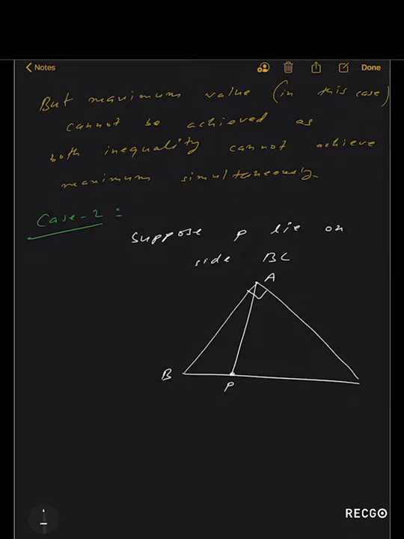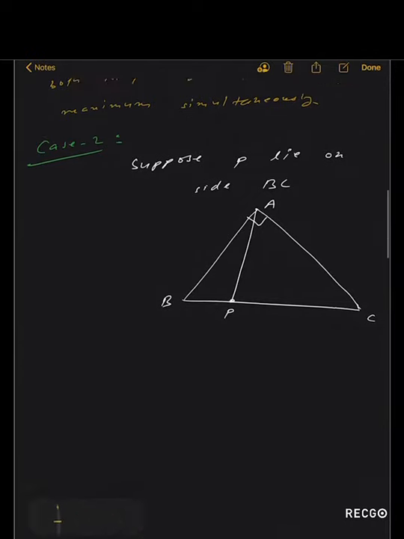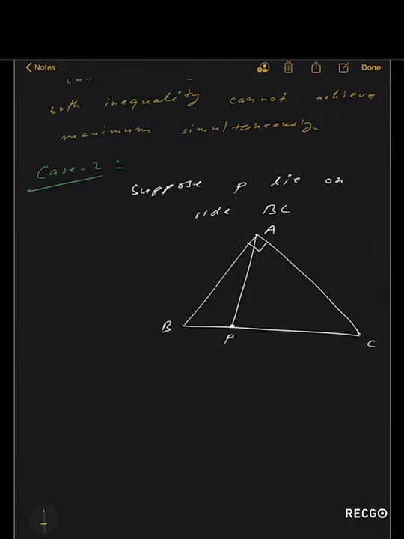This is side BC, okay? And let us first drop a perpendicular from the vertex A on the side BC. As this is an isosceles triangle, if we draw a perpendicular from the vertex to the base, the foot of the perpendicular, let's say this is M, point M, it bisects the base BC.